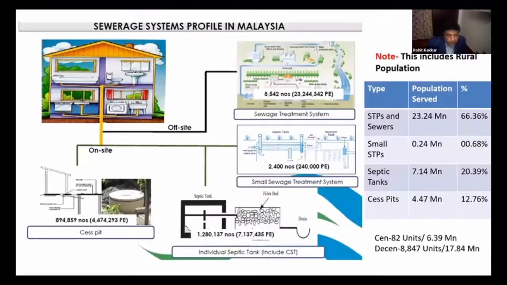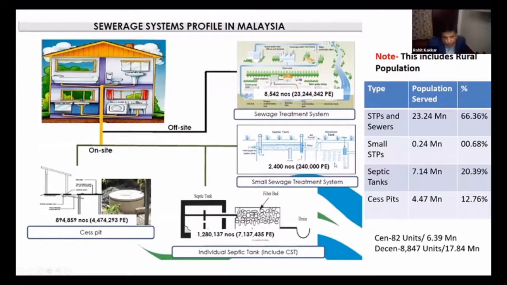Then Malaysia, we also tried to study what is happening in Malaysia, and we found that almost 70% of their towns have sewage treatment plants, that is sewage treatment systems, which take care of around 70% of their population. Their on-site systems are mostly septic tanks. Then there are some cesspits also, which are an appreciable percentage. But this also includes the rural areas in Malaysia.